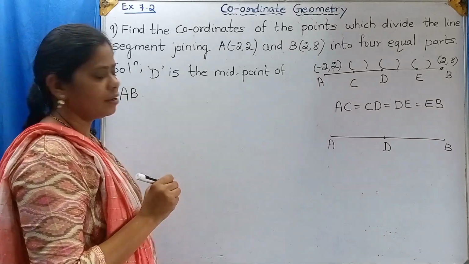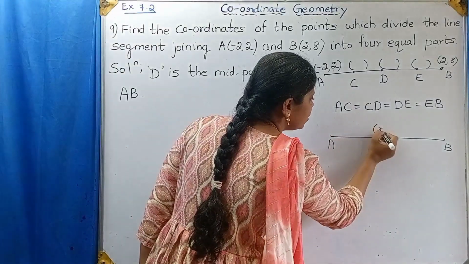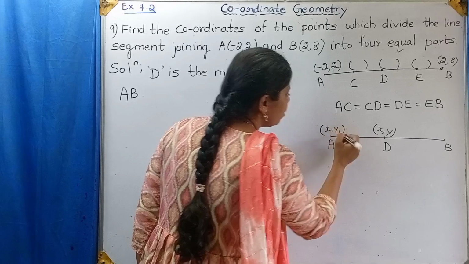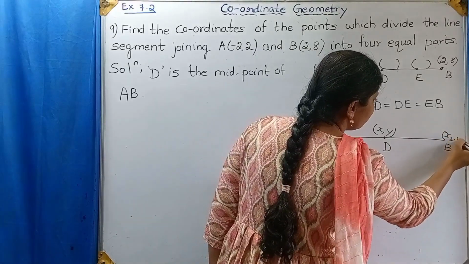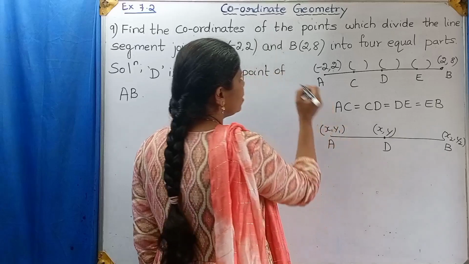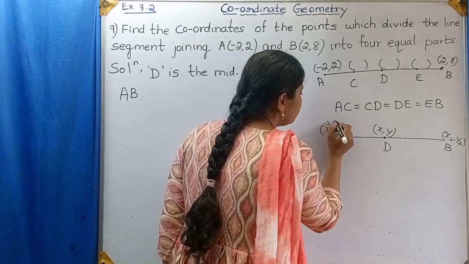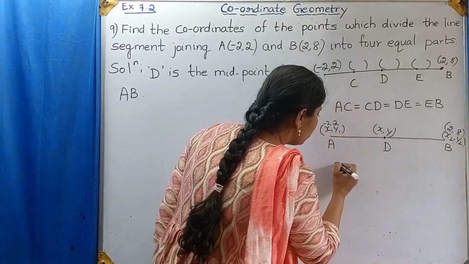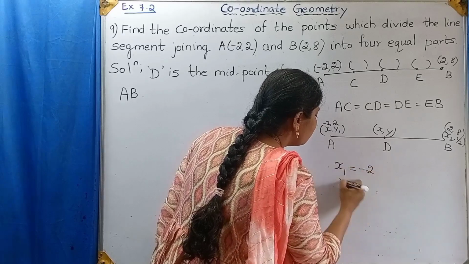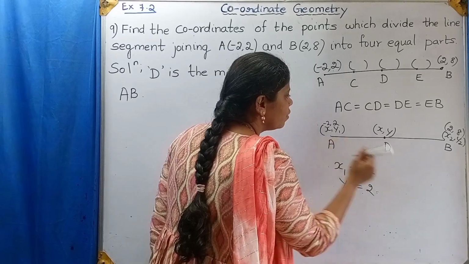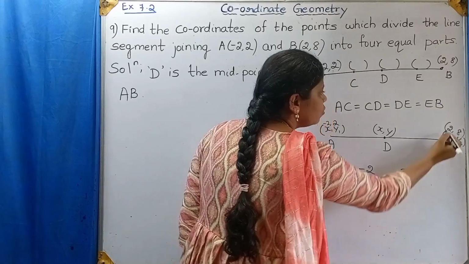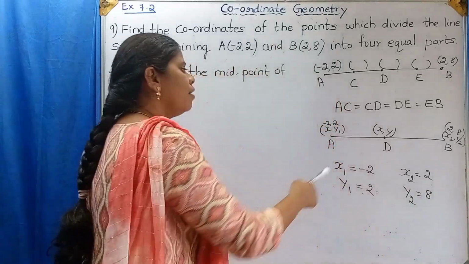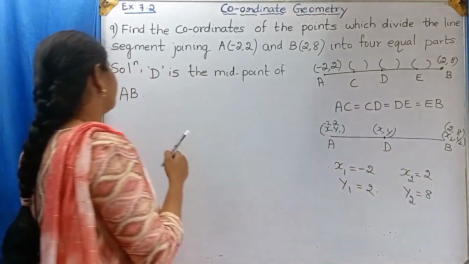Okay. Then D of (x, y). Since it is the midpoint, we will consider it as (x, y). Let me consider this as (x1, y1), and let me consider this as (x2, y2). And the coordinate of A is (-2, 2), and the coordinate of B is (2, 8). Therefore, the value of x1 is -2, y1 is 2. And x2 is 2 and y2 is 8.